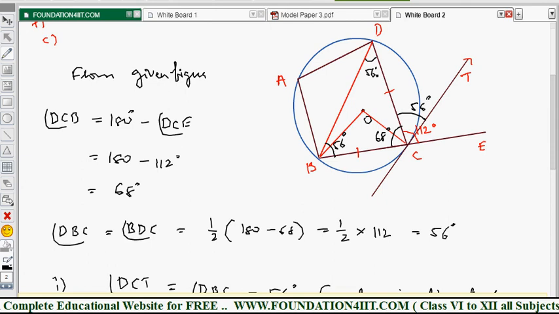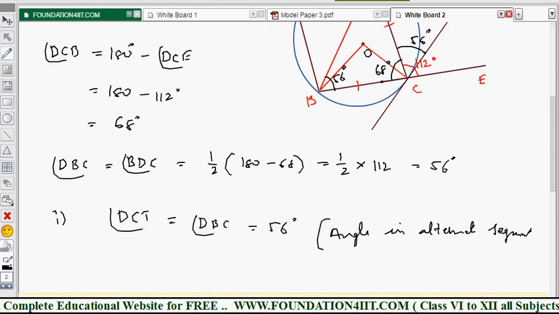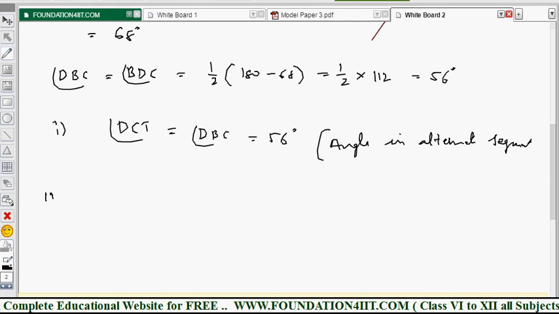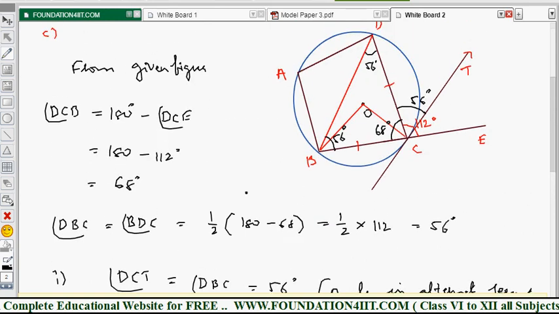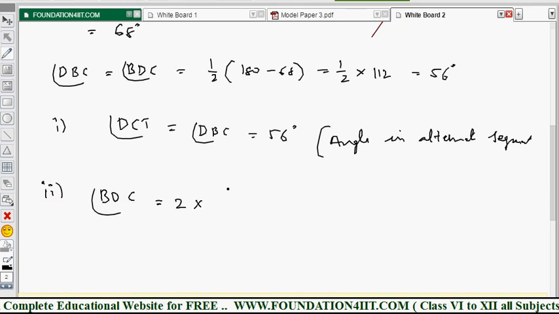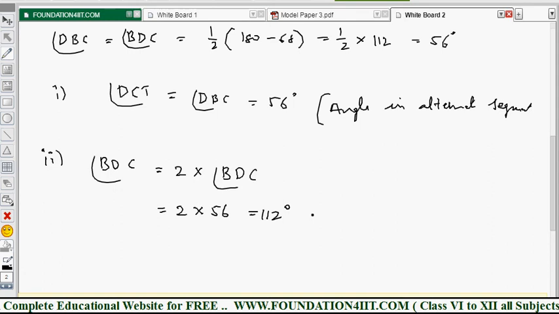So double of 56 is angle BOC. Therefore, the second one is to find angle BOC. That is equal to 2 times angle BDC, which is 2 into 56. That is 112 degrees. This is the concept: angle at the center is 2 times angle at the circumference.